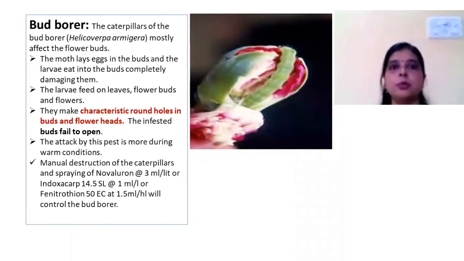Next one is bud borer. It mostly affects the flower bud, and a characteristic round hole is seen in buds and flower heads. One can notice these infected buds fail to open.